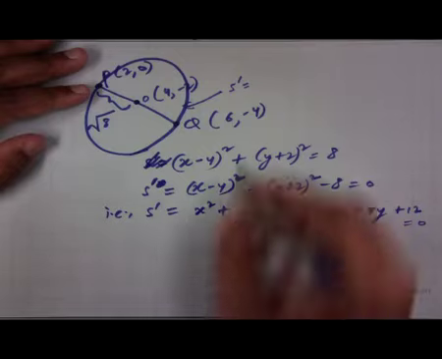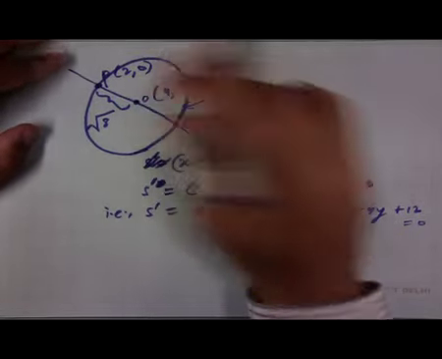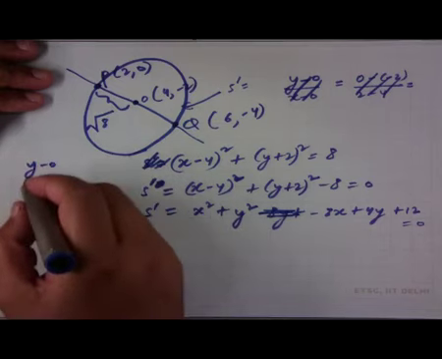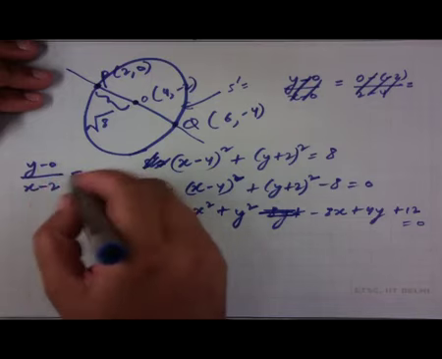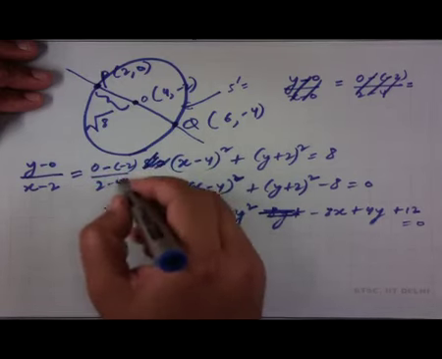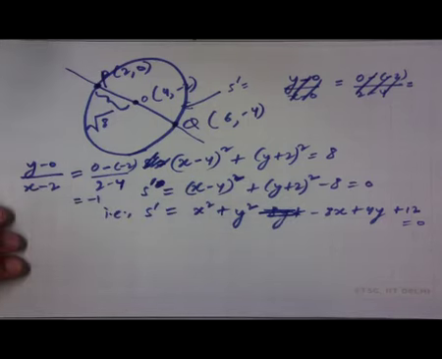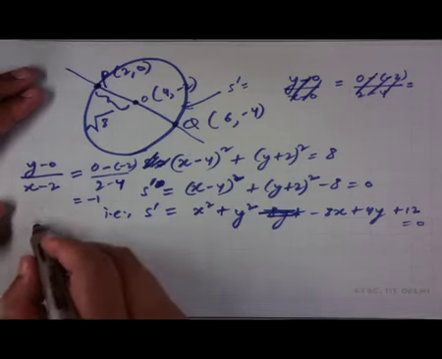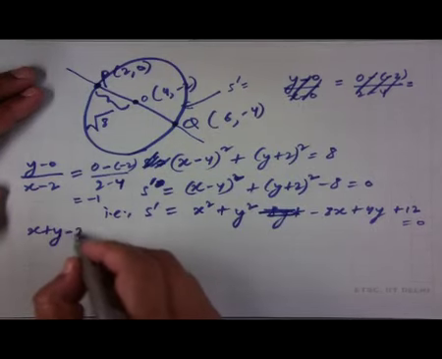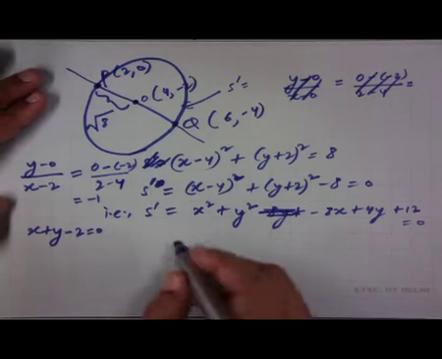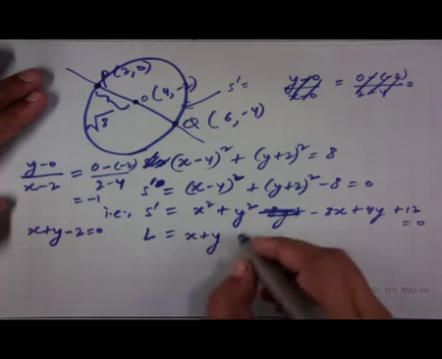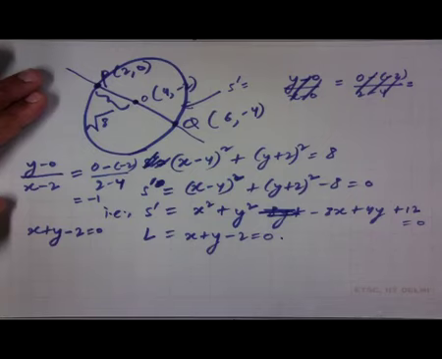Similarly, it is not very difficult to write down the equation of the straight line joining P and Q. The equation of the straight line joining the two points P and Q will be given by (y minus 0) divided by (x minus 2) equals the slope, which is minus 1. And therefore, the equation of this straight line is x plus y minus 2 equals 0. So, this straight line will be given by L equal to x plus y minus 2 equals 0.